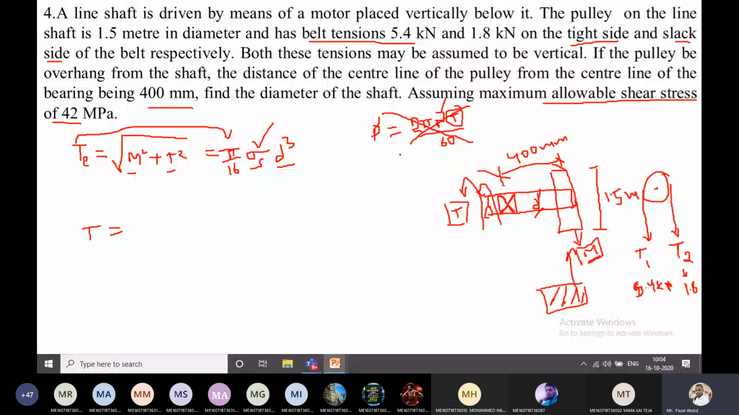T1 is the tight side, T2 is the slack side, R is the radius of the pulley. What is the radius of the pulley here? Diameter is given as 1.5 meters. 1.5 halved means 0.75 meters. R value is 0.75 meters.